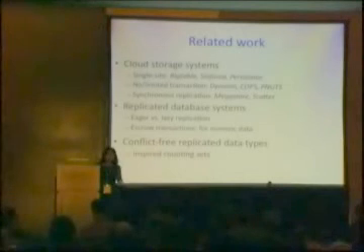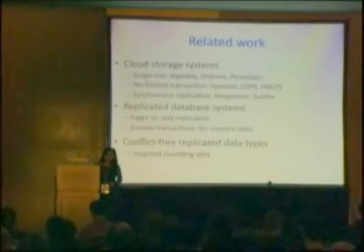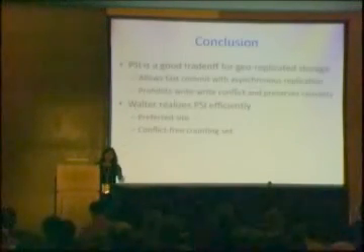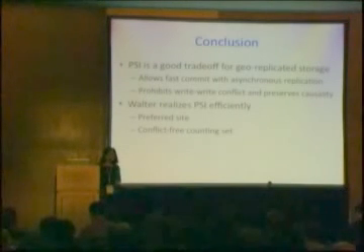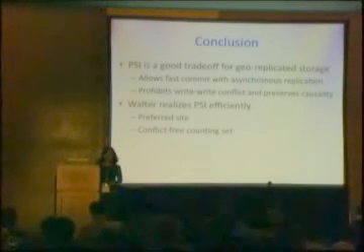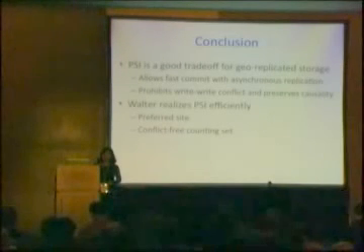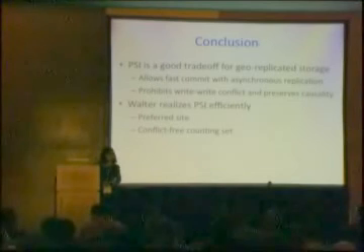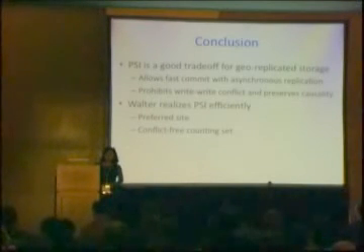And lastly, there are conflict-free replicated data types, of which counting set is an example, but except Walter, none uses counting set in a transactional setting. So in conclusion, I've shown you a new weak semantics called PSI that is particularly good for geo-replicated storage. It allows fast commit, prohibits write-write conflict, and preserves causality. I've also shown you a key value store that realizes PSI efficiently. Okay, questions?